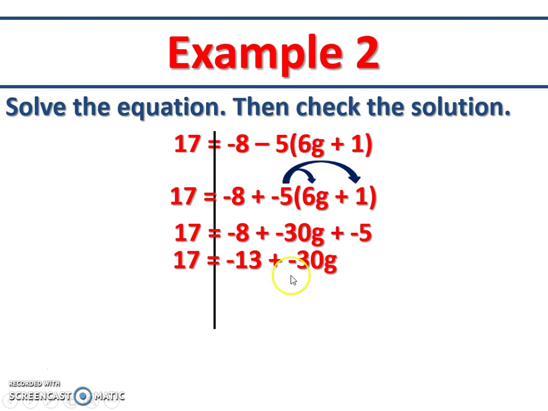All right, and so now we've done all the simplifying we can do, and we can start to use our inverse operations to solve. What would be the next step in solving this equation?